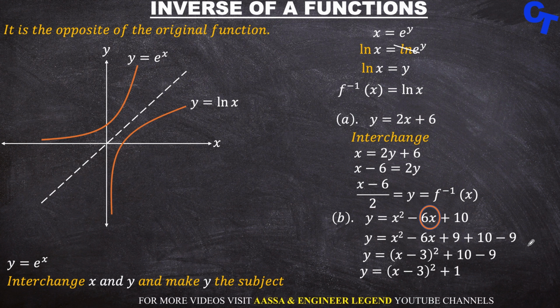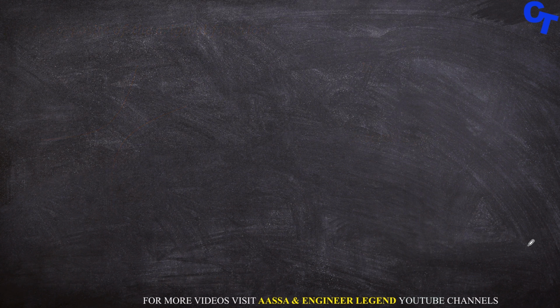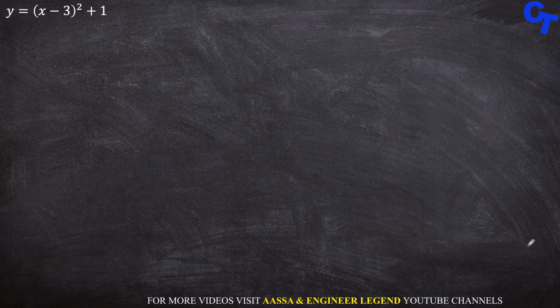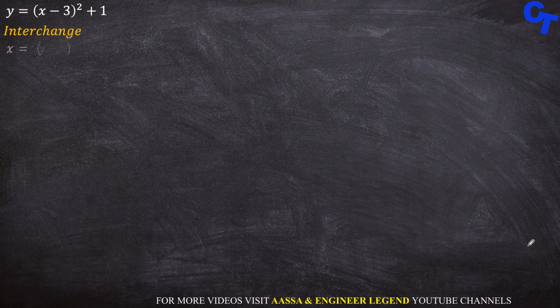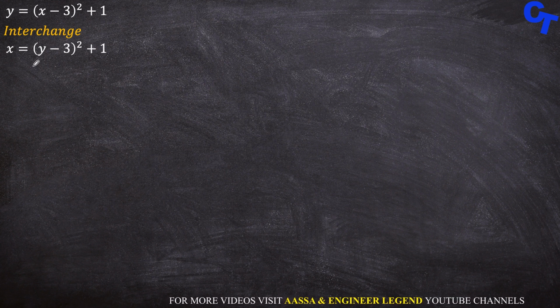Okay, so now it's a matter of interchanging. So let's interchange our values right here. For x, we're going to put y, and for y we put x. So we're going to have x equals y minus 3 squared plus 1. And don't expand, because if you expand, you're going back to the original problem, which we avoided.